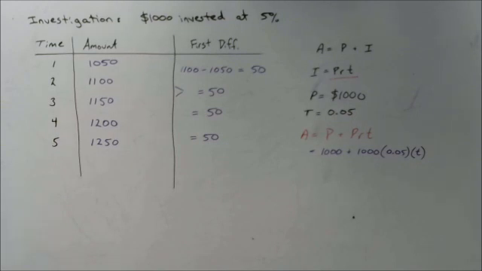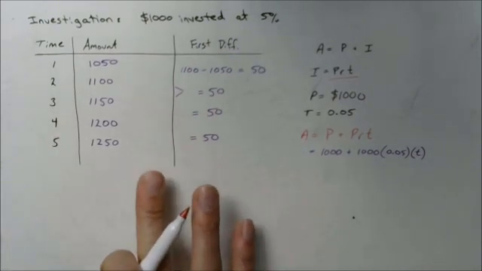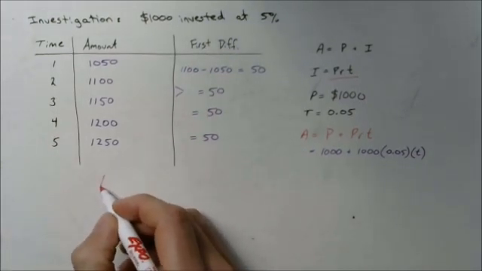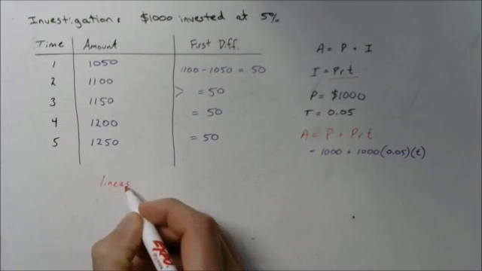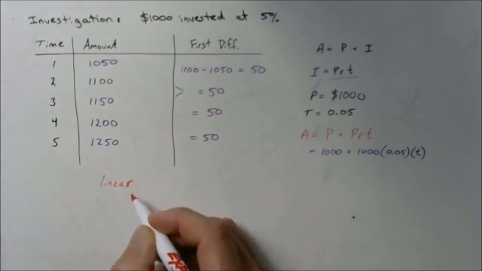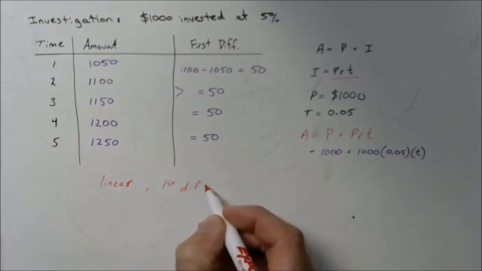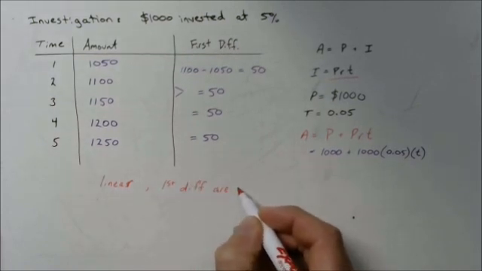So what type of relationship do we have? That's a question at the bottom underneath your chart. What type of relationship is this? Hopefully you've identified this as a linear relationship because the first differences are constant.